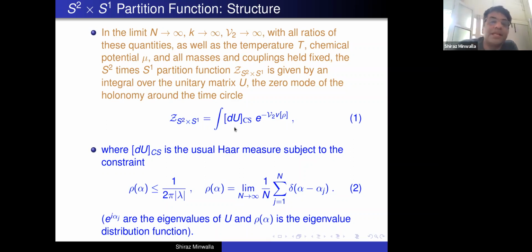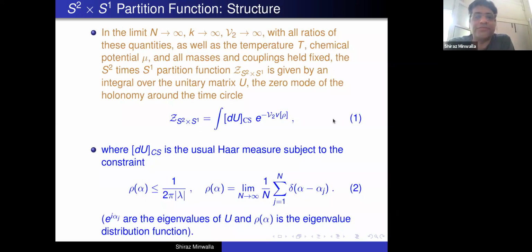You see, in the large N limit in which these answers have been deduced, you can rewrite a unitary matrix in terms of its eigenvalue density function defined here. And this measure for integration here is the usual Haar measure with one sort of weird element. The weird element is that we're only supposed to integrate over those unitary matrices whose eigenvalue density function pointwise never exceeds 1 over 2 pi mod lambda. Well, lambda was this 't Hooft coupling. Okay, so there's a sort of cutoff in the space of unitary matrices over which you're supposed to integrate.